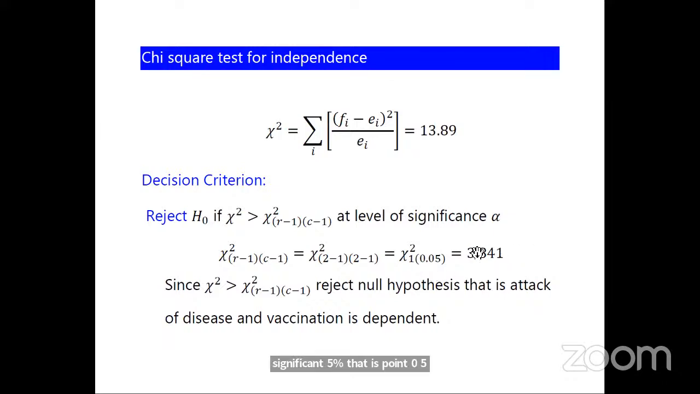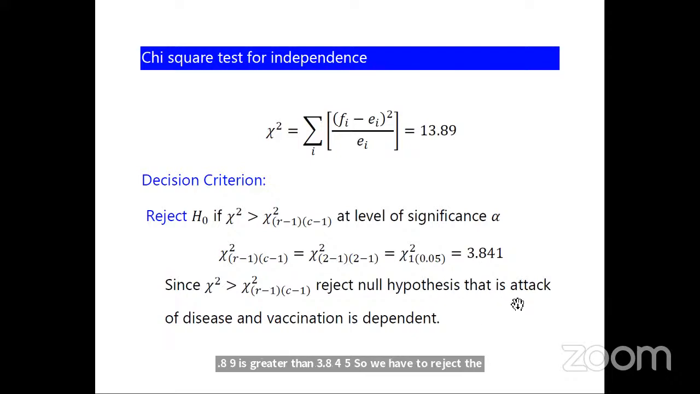This value is 3.841. Now decision: reject H0 if chi-square, that is 13.89, is greater than 3.845. Yes, 13.89 is greater than 3.845. So we have to reject the null hypothesis.